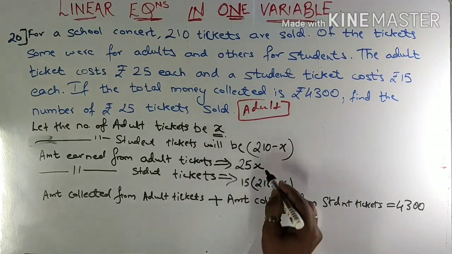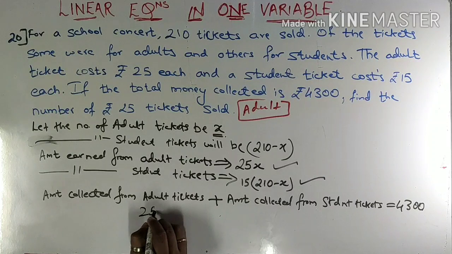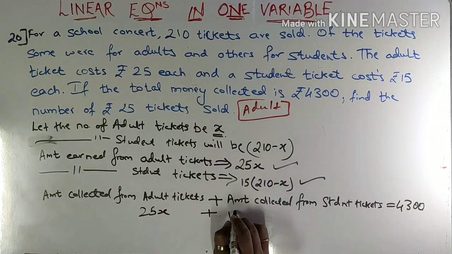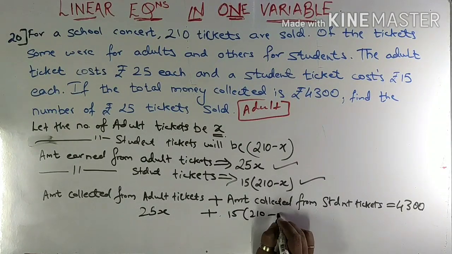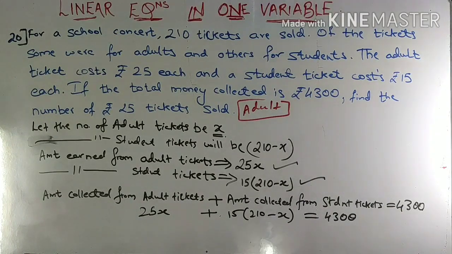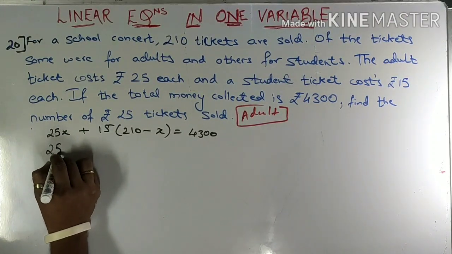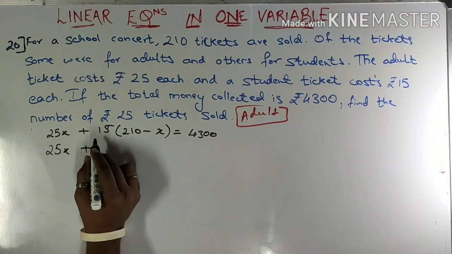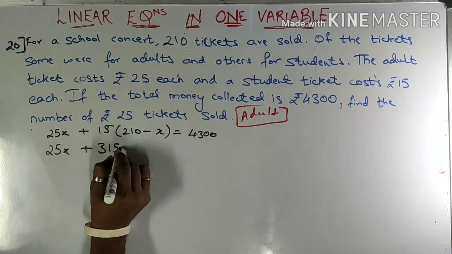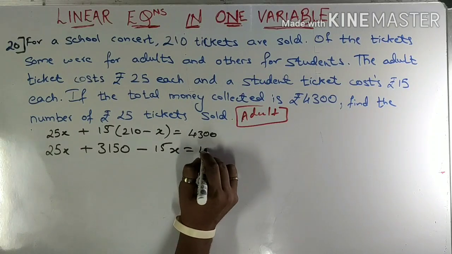Now we have the amounts in the form of algebraic expression. So 25x plus 15 into 210 minus x is equal to 4,300. This is the linear equation that we are supposed to solve. So 25x plus 15 into 210, that is 3,150, minus 15 into x is 15x, is equal to 4,300.